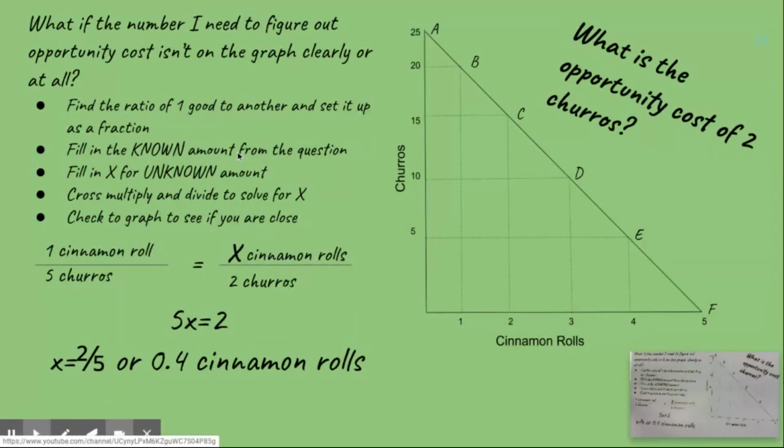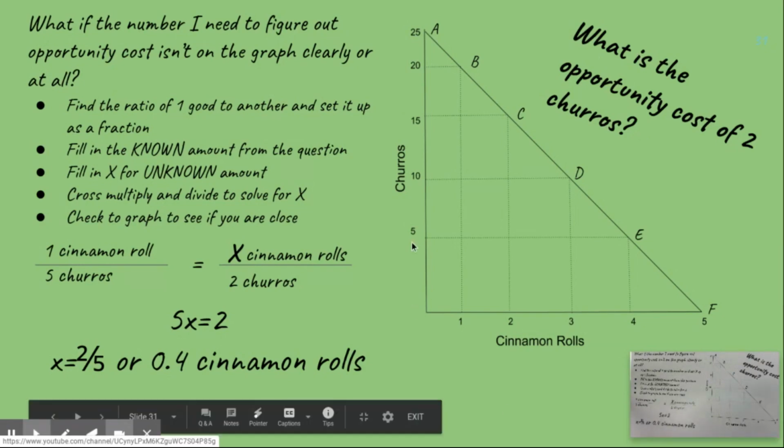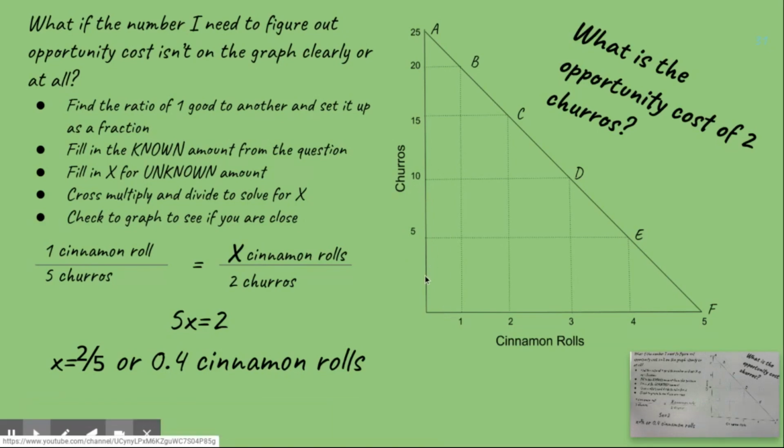So the first thing we need to do is figure out what the question is. What are they asking? They're asking, what is the opportunity cost of 2 churros? So I'm looking at these numbers. They go 5, 10, 15, 20. There's no 2 in there for me to find. 10 minus 5 is 5. 15 minus 10 is 5. And I can't just wing it and be like, 2 is kind of right here, so I'll just go this way. That's not the way it's done. We have to do a ratio. So how do we do that?